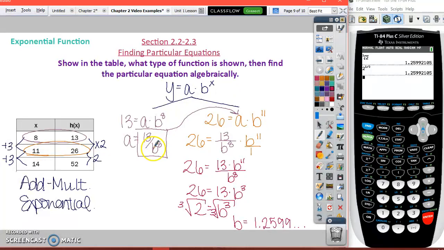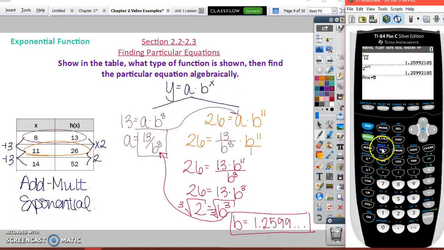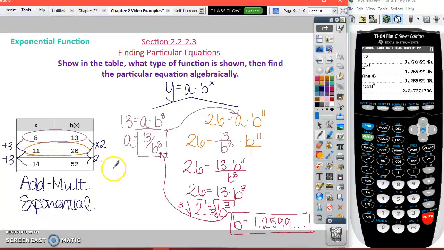I do still need to find my a value, and so I'm going to take this value for b and substitute it into the equation for a. Since this number does go on forever, we can store it into alpha b. And then now to find a, we can just type in 13 divided by b to the 8th power. And so we will end up getting a will equal 2.0473 dot dot dot, and again, that one continues on.